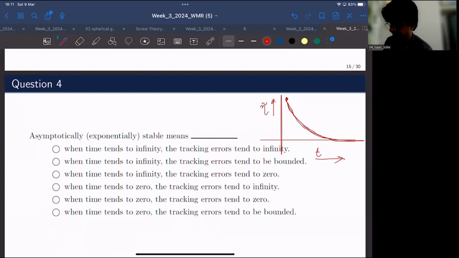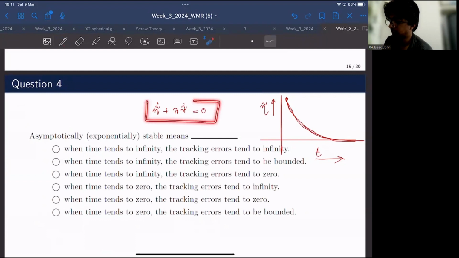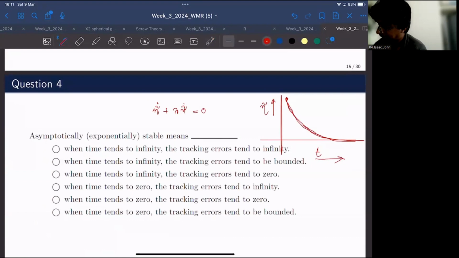And what are these options saying? For example, the differential equation eta tilde dot plus lambda times eta tilde equal to zero. In the case of this differential equation, the dependent variable eta tilde would basically tend to zero as time tends to infinity. So what are each of these options saying? When time tends to infinity, the tracking error tends to infinity. So that is obviously false. It says asymptotic stability means as time tends to infinity, the errors should also tend to infinity. It will be something like this.